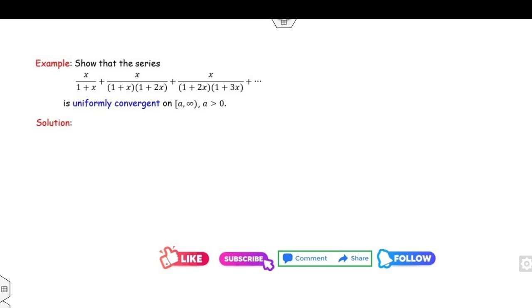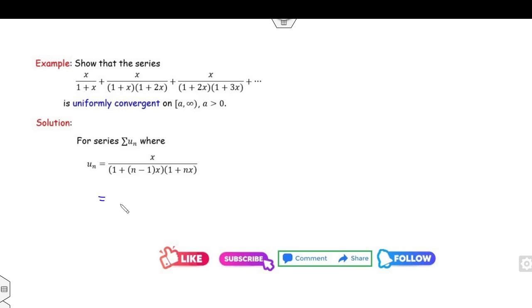Remember, the first example is you have to show that the series is uniformly convergent on the closed interval [a, infinity) where a is strictly greater than 0. How can you prove that? Firstly, because it's a series, the first expression is u1, the second is u2, the third is u3. So can you write the expression of un(x)? Can you find the nth term? The first term starts from 1 and 2, the second term starts from 2 and 3, and the third term from 3 and so on. I can write this expression.